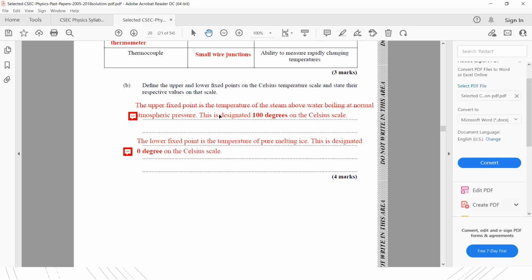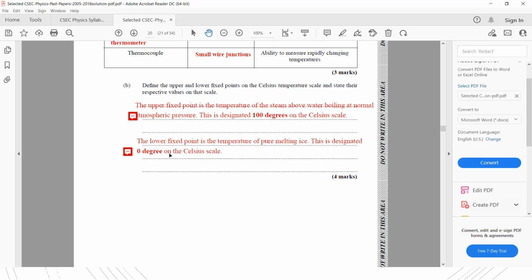Now, why do you measure the temperature of the steam? This is because any impurities in the water would affect the temperature at which it boils. And you also need to know that the boiling point is taken for normal atmospheric pressure. Right? Boiling points are really dependent on atmospheric pressure. So to avoid the confusion, we use a standard, and that's the pressure at sea level. So it's 100 degrees at sea level. If you go to higher altitudes, water will actually boil at a lower temperature. Right?